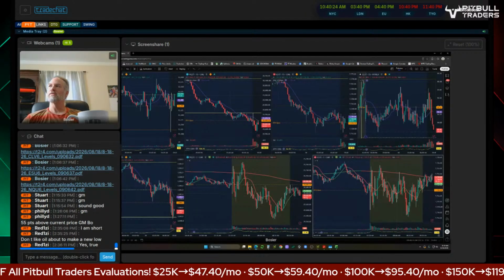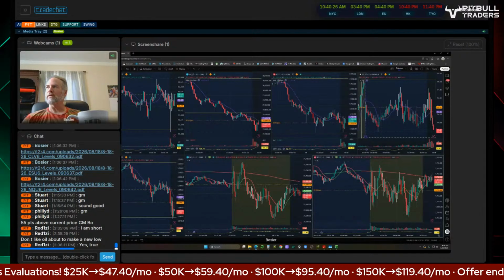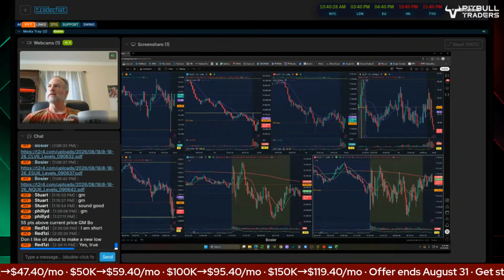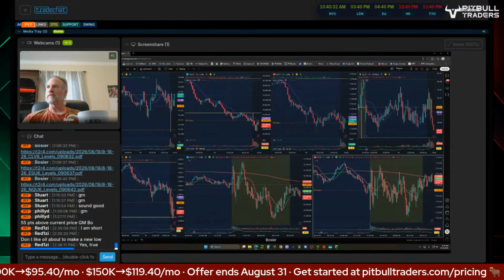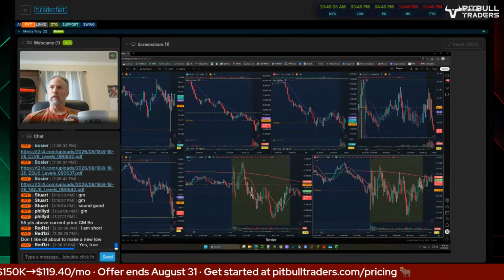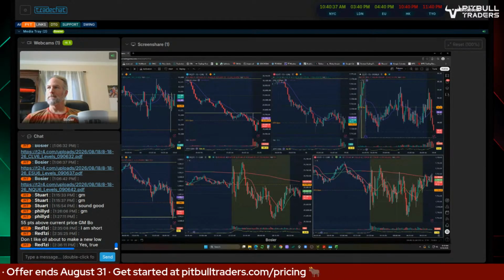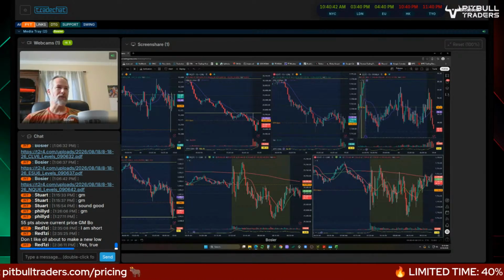Amazon has gone green on the day, getting a little pullback in Google. See if it can hold this 341 level. Apple still on its highs.